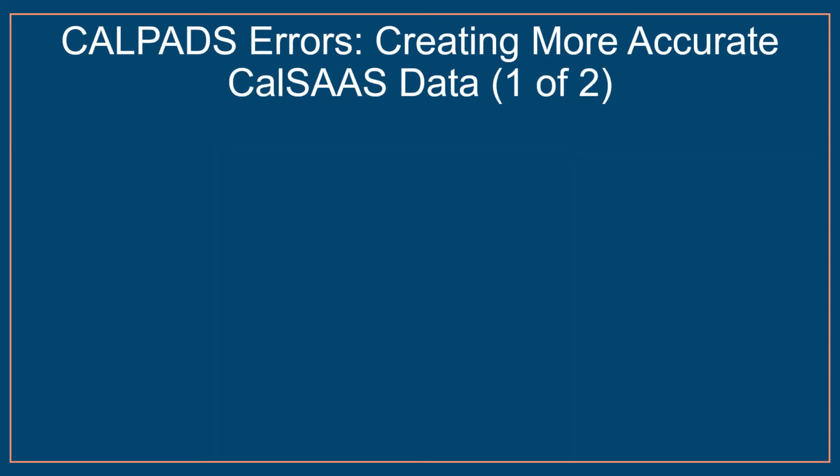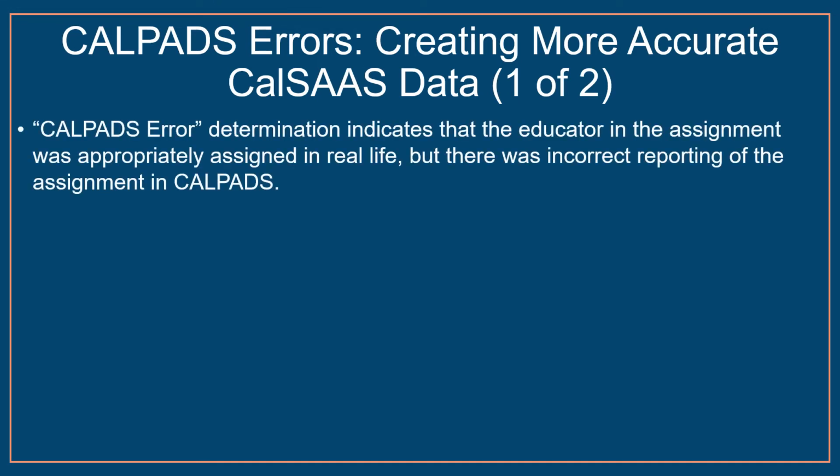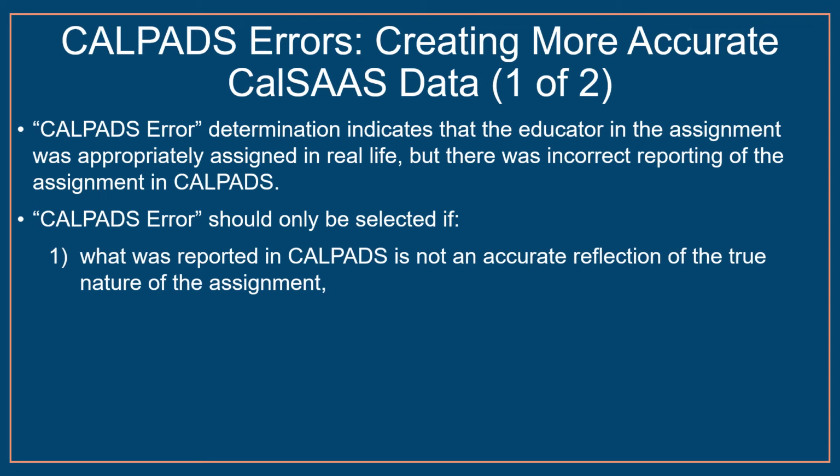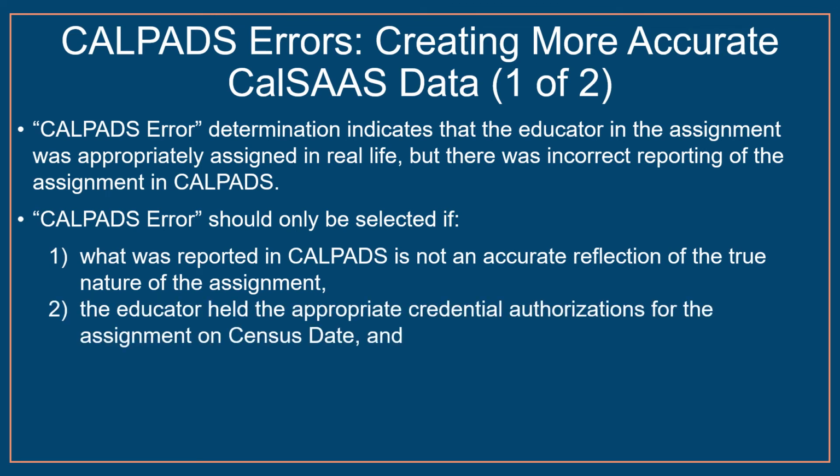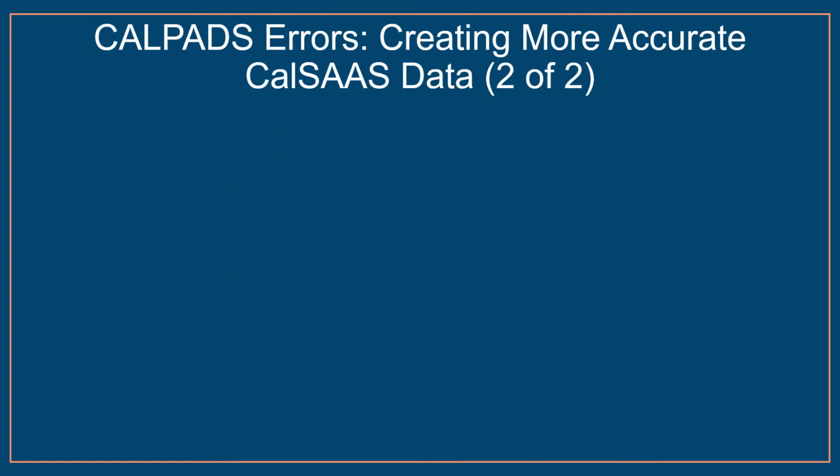Creating more accurate CalSAAS data. CalPADS error determination indicates that the educator in the assignment was appropriately assigned in real life, but there was incorrect reporting of the assignment in CalPADS. CalPADS error should only be selected if what was reported in CalPADS is not an accurate reflection of the true nature of the assignment, the educator held the appropriate credential authorizations for the assignment on census date, and no other determination applies.